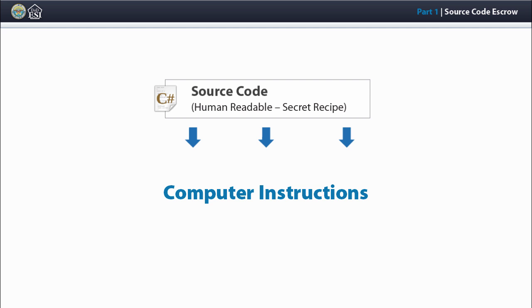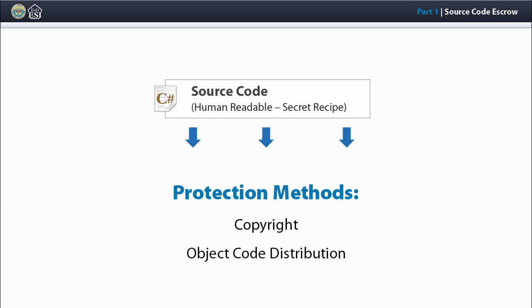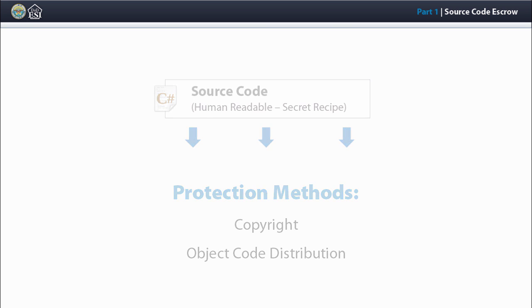Anyone with a copy of the source code could easily misappropriate the software or key components of it for their own commercial benefit. Software companies protect this source code version of their software in two ways. First, by asserting and enforcing copyright protections granted by law, and second, by distributing object code instead of source code. This second method of protection physically prevents customers and competitors from gaining access to the source code.